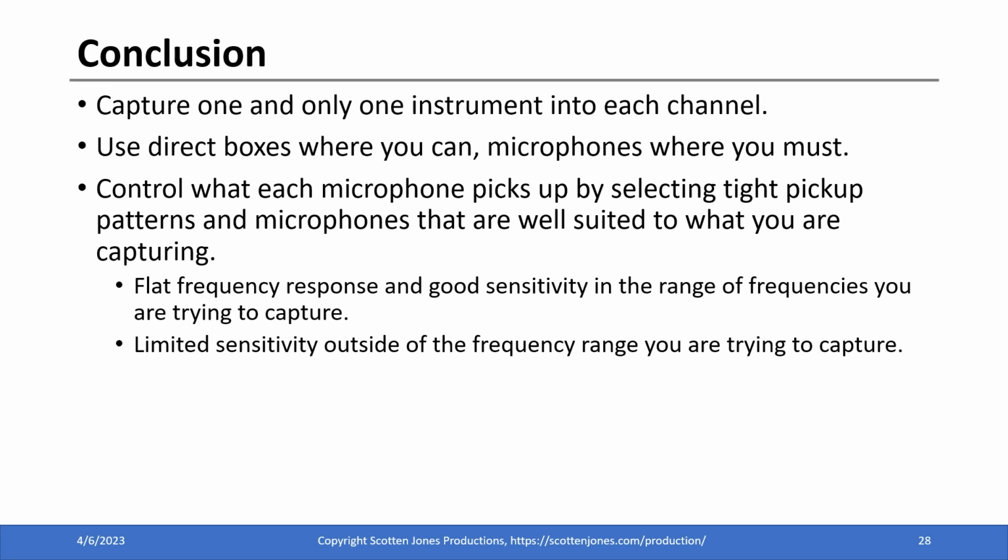So in conclusion, capture one and only one instrument into each channel. Use direct boxes where you can, microphones where you must. Get good direct boxes. Again, I like to use active direct boxes on the low instruments that could potentially be low output, passive direct boxes on the instruments that are going to be higher output. Although, again, a JDI radial direct box is going to work on anything. And a J48 actually will work on anything too. You just might have to put the pad in.